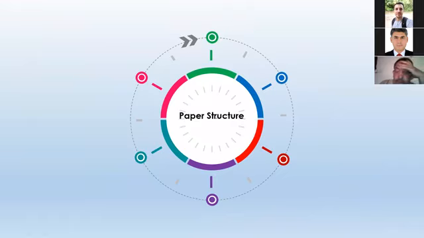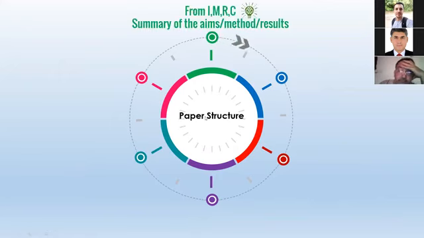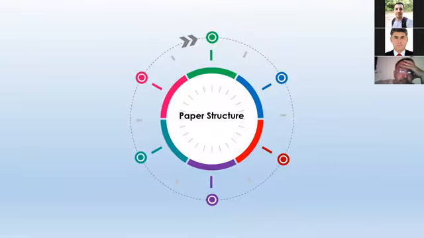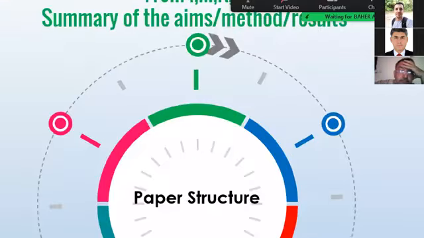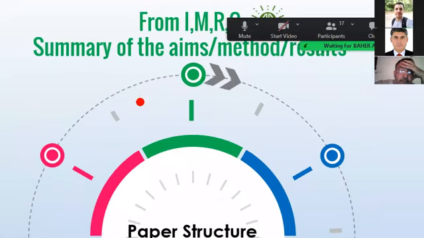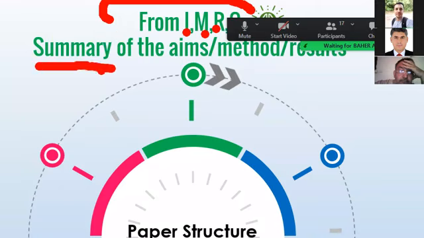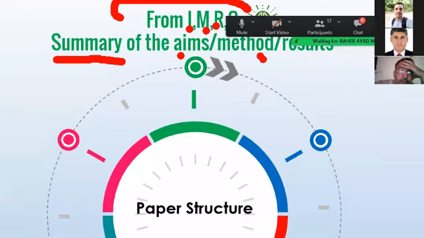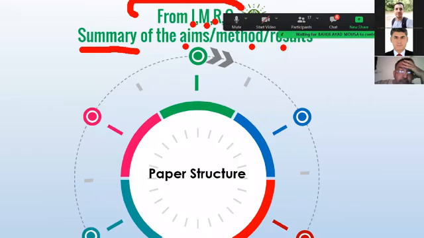If we say abstract, it comes from what? If we see, abstract comes from the introduction, method, result, conclusion. Every time from the abstract, we can summarize the aim, method, and result. It means from abstract, we have the summary of really all the paper, especially the aim, the method, the result.